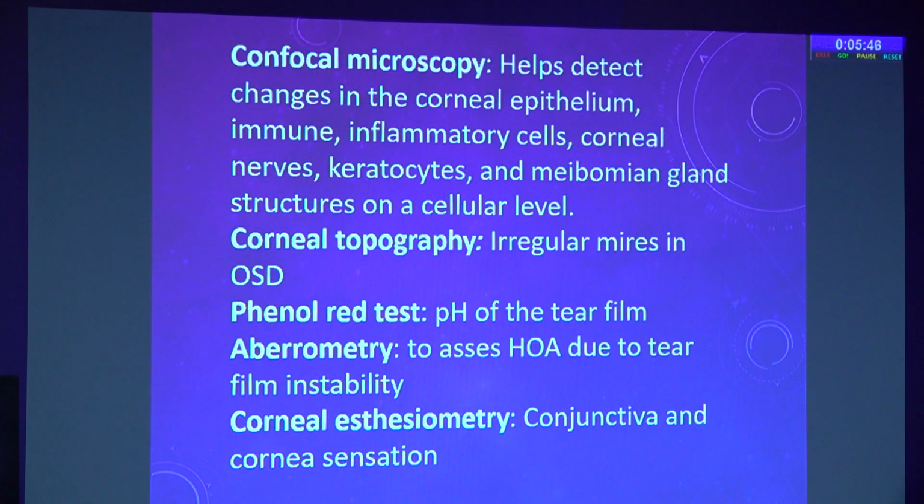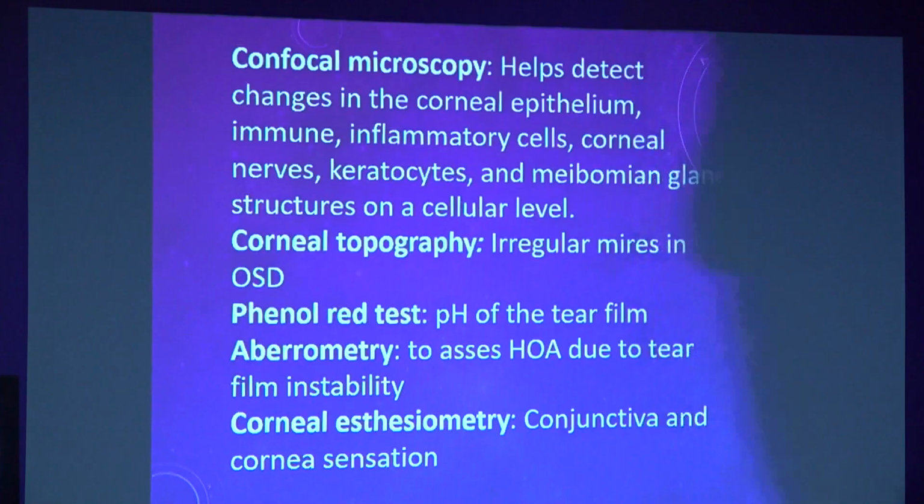The other things are confocal microscopy. It helps to detect changes in the corneal epithelium, immune system or inflammatory cells, corneal nerve damage, keratocytes, and meibomian gland structure. All this can be detected at the cellular level. Corneal topography can show irregular mires in the OSD. Phenol red test to test the pH of the tear film. Aberrometry to assess higher order aberrations, which can be due to tear film instability. Corneal aesthesiometry is also done because neurosensory mode also plays an important role in OSD.